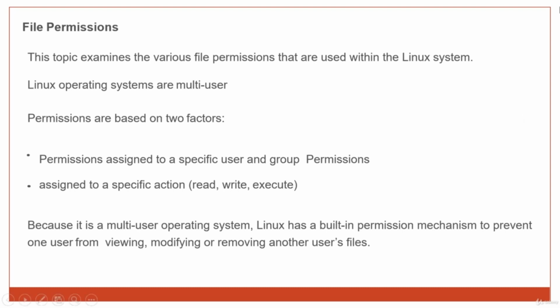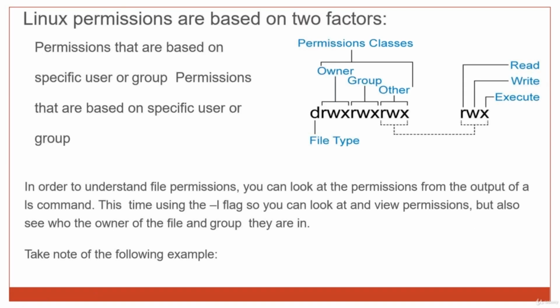So what type of users we have, we should understand first of all, and then what type of permission we are providing, that is also very important. So here you can see that we have the user types: owner, group, and other. And then the permissions we have are read, write, and execute.